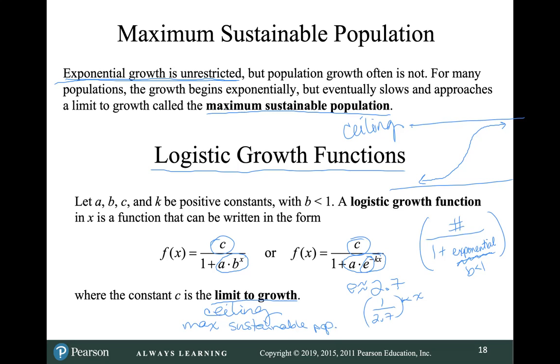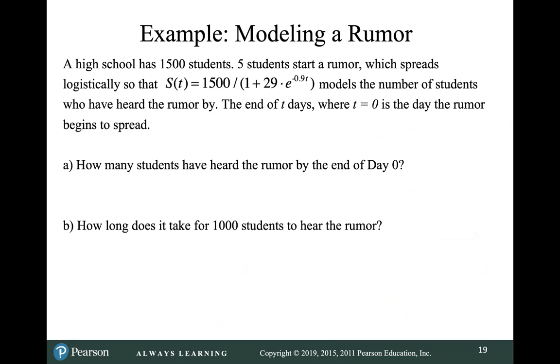Okay, now you had a chance to play with logistic functions a little bit, but let's look at an application to these. And we're going to look at the application of a rumor spreading. So let's suppose that we have a high school and we're only observing the high school. We're not observing any people outside of the high school population. So the high school has 1,500 students, and there's 5 students who decide to start a rumor, and it spreads with this logistic function. Now, 1,500 divided by 1 plus 29 times e to the negative 0.9 t.